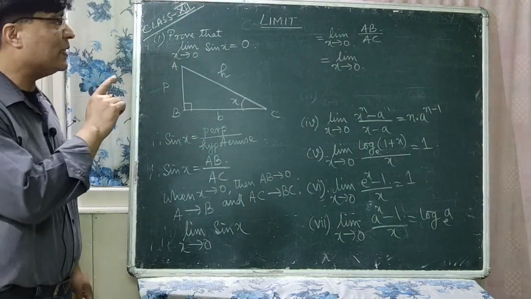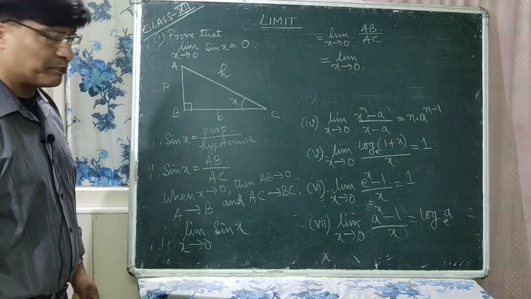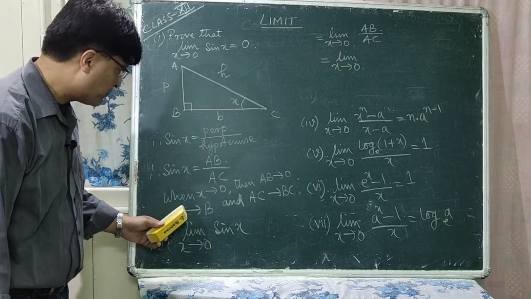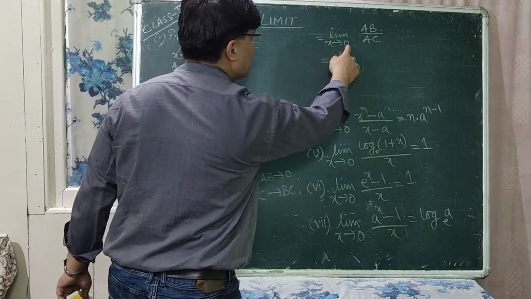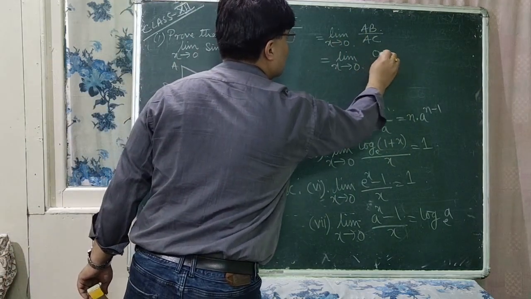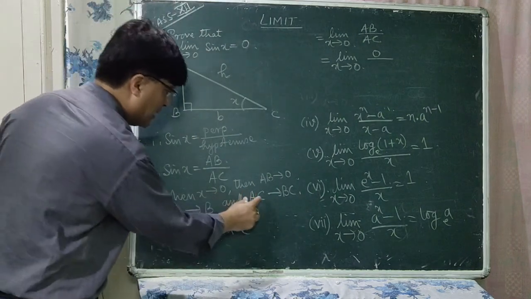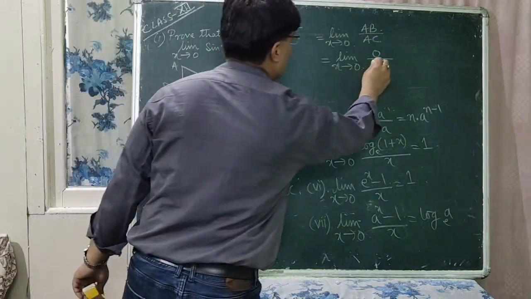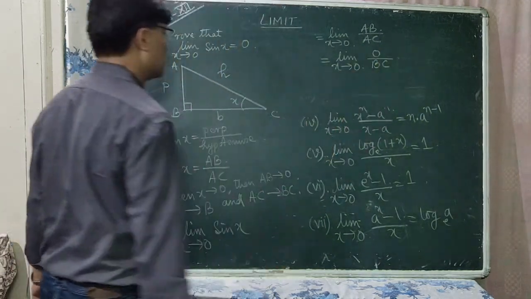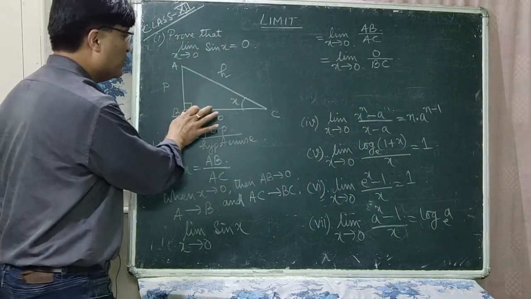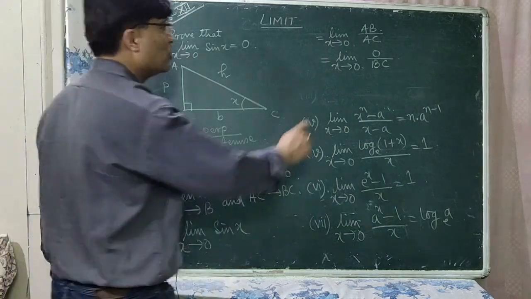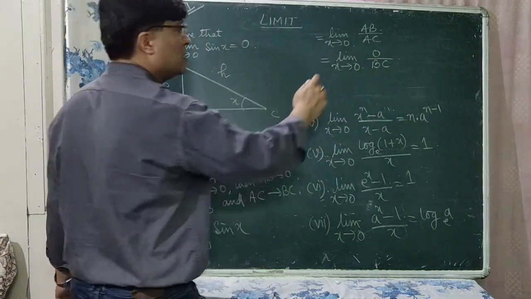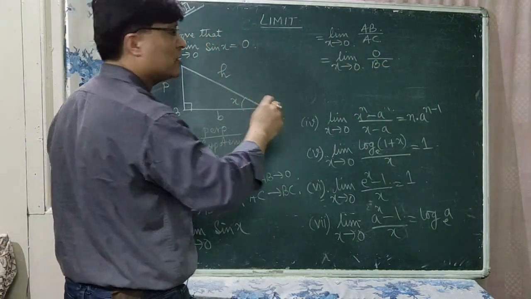So now when limit x tends to 0, what is AB out here? What is AB? AB tends to what? 0. So when x tends to 0, AB tends to 0, divided by, and AC tends to what? BC. AC tends to BC. So here BC remains fixed, that is constant. So 0 divided by BC, 0 divided by any number is always 0.